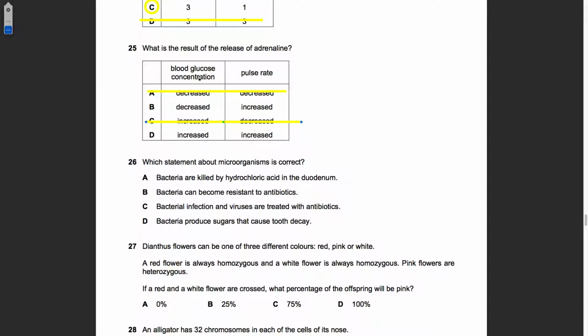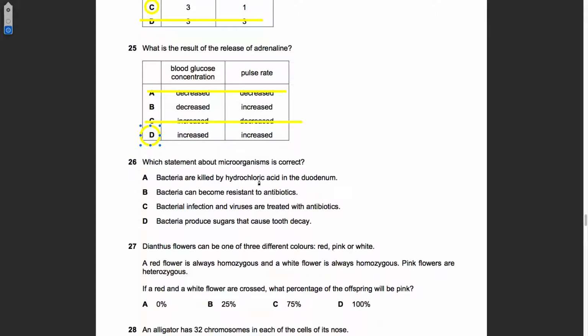So we've got, is the blood glucose concentration going to go down or is it going to go up? Well, adrenaline is all about preparing you for activity. You want your blood glucose concentration to go up. Then there's more glucose available for cells, particularly muscle cells, for respiration. So it's increased for both. The answer is D. 26, which statement about microorganisms is correct?